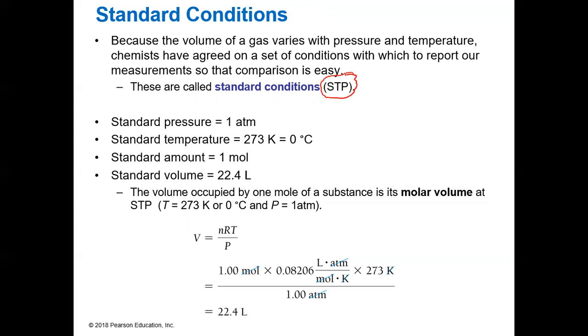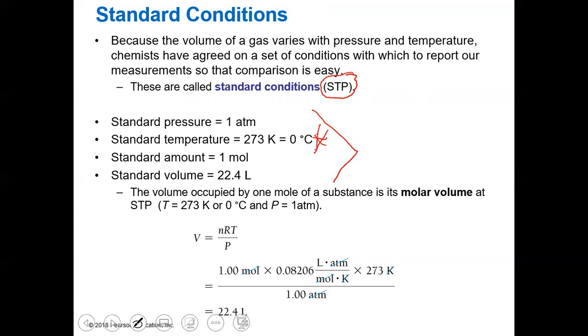So if you ever see in a problem the abbreviation STP, that just means standard temperature and pressure. Because again, your volume of gas depends on that temperature and pressure. So you need to remember these four standards. Standard pressure is 1 atmosphere. Standard temperature is 273 Kelvin or 0 degrees Celsius.